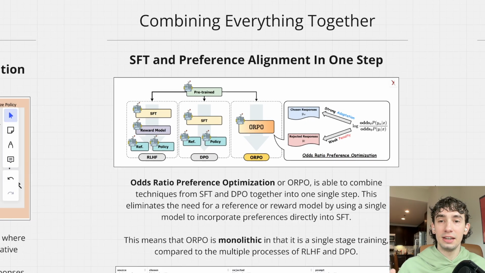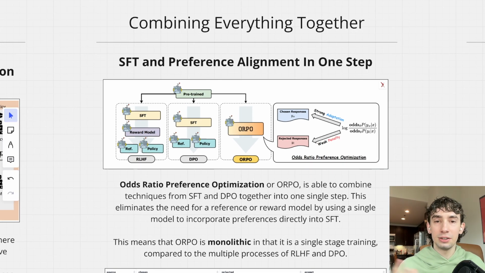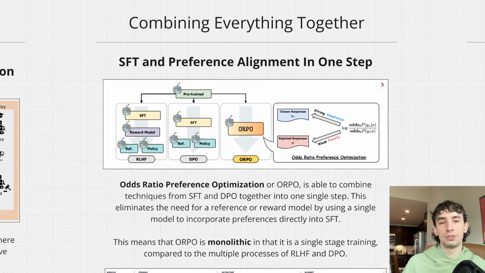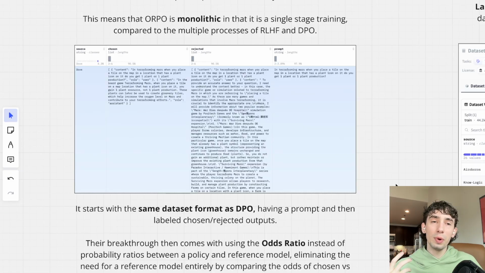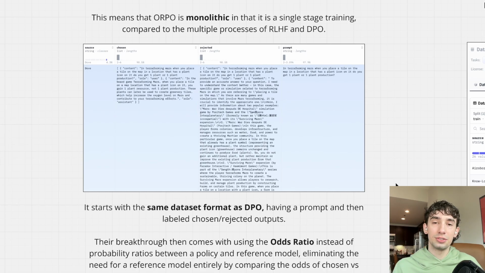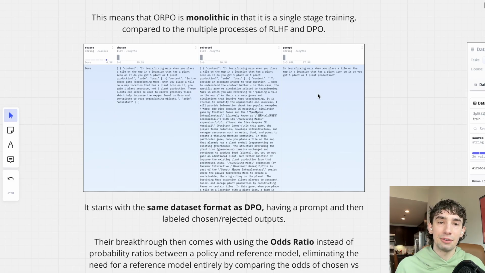The benefit of this then is that it really eliminates a total need for any reference or any reward model that RLHF and DPO relied on. And you can use just your single model to incorporate all of the preferences directly within the supervised fine-tuning stage. This then means that ORPO is considered monolithic in that it is a single stage training compared to the multiple different processes of reinforcement learning or direct preference optimization. And the way it works is it starts with the same dataset format that we saw for DPO, having your prompt and then labeled chosen and rejected.